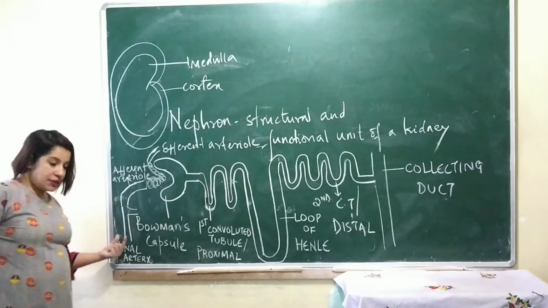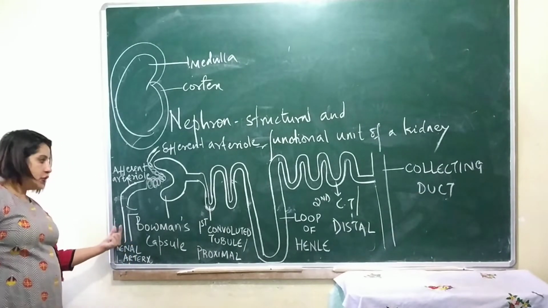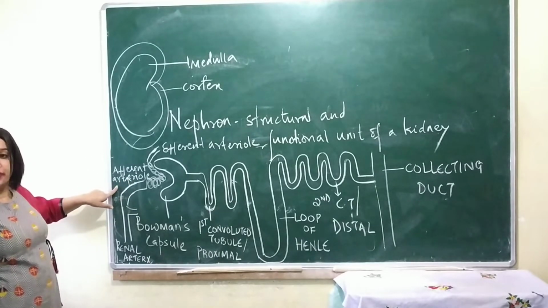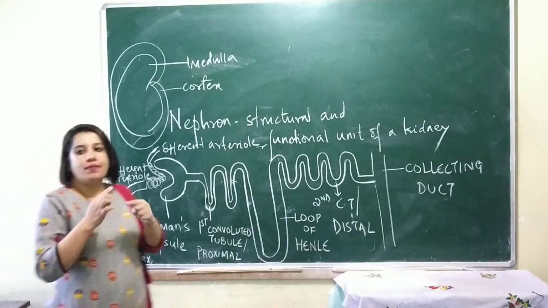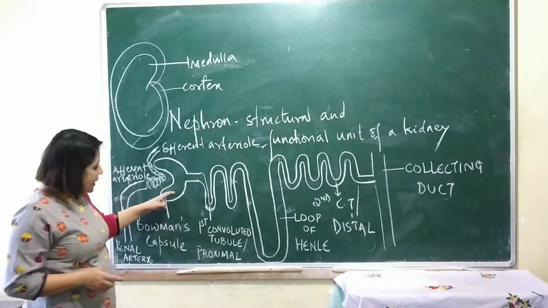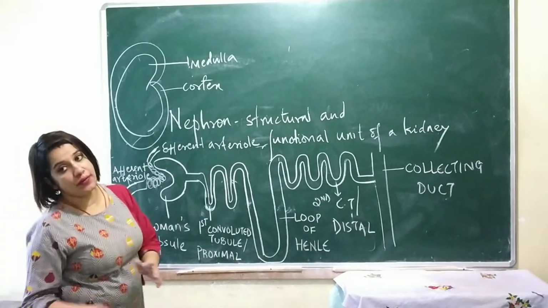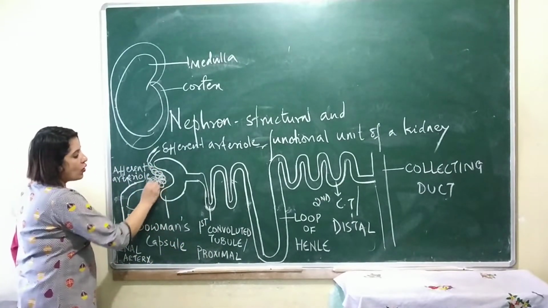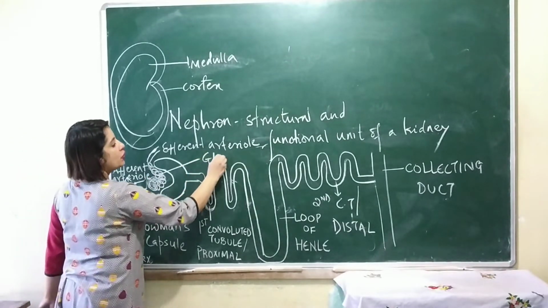So the renal artery brings waste products with the blood towards the Bowman's capsule. It breaks into the afferent arteriole. The afferent arteriole forms a coil of blood vessels inside the Bowman's capsule and then comes out as the efferent arteriole. This ball or coil of blood vessels is called the glomerulus.